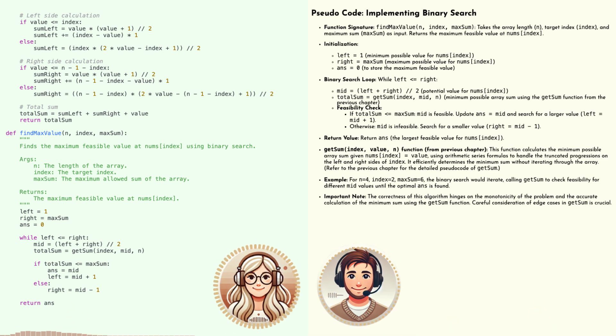Exactly. Okay. But what if that minimum sum is bigger than our max sum? Then we know our midpoint's too big. Right, we've got to go smaller. So we move the right pointer down. Yeah, exactly, to midpoint minus 1. So we're only looking at the smaller values now.